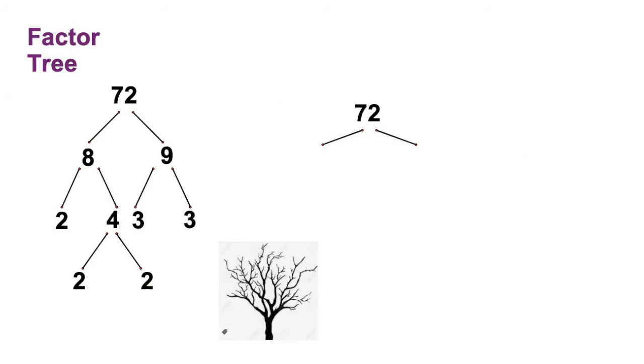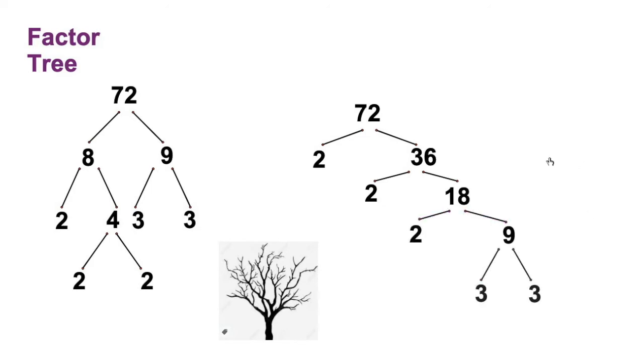Now, you could have also just done this. You could have said, I prefer to think of 72 as 2 times 36, which it is. And then you could say, okay, and 36 is 2 times 18, it's even. 18 is even, it's 2 times 9. And of course, 9 is 3 times 3.